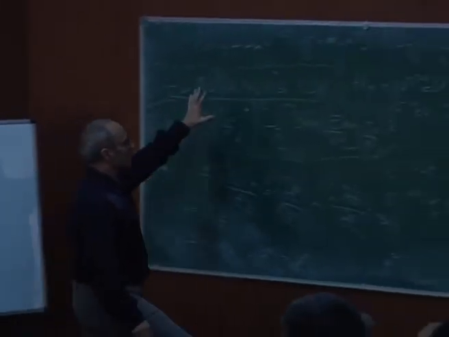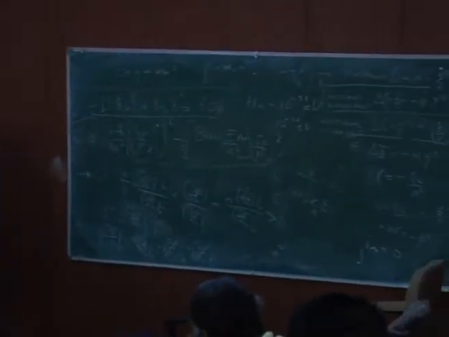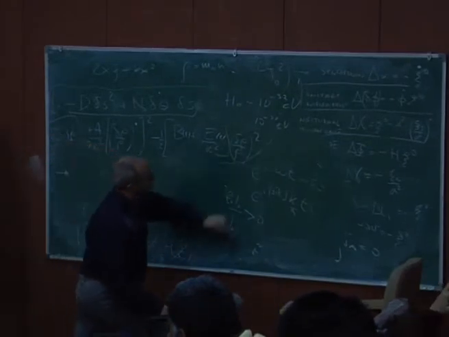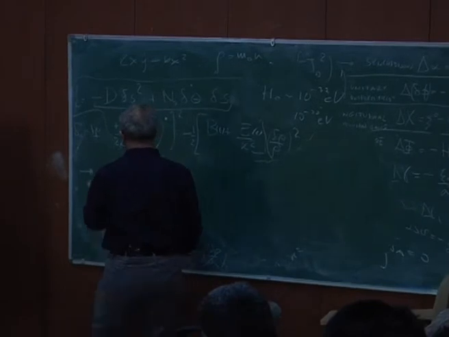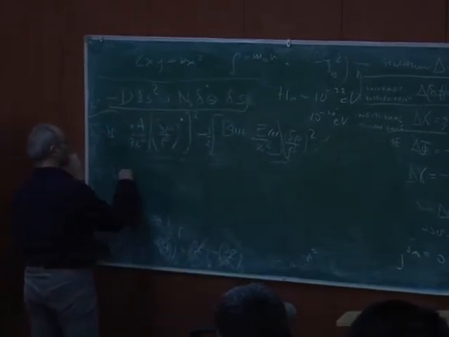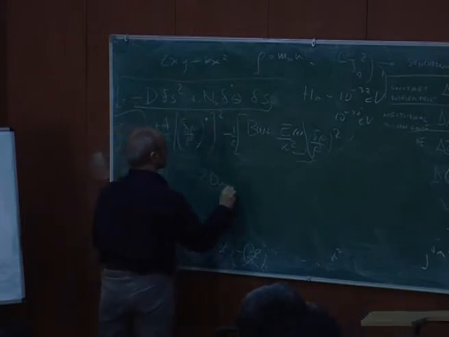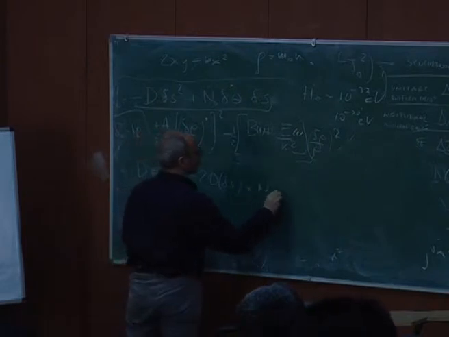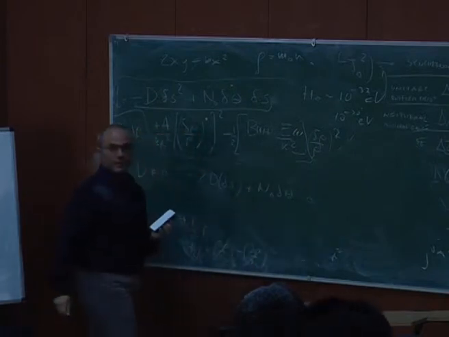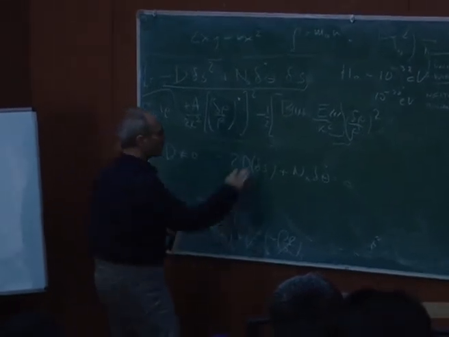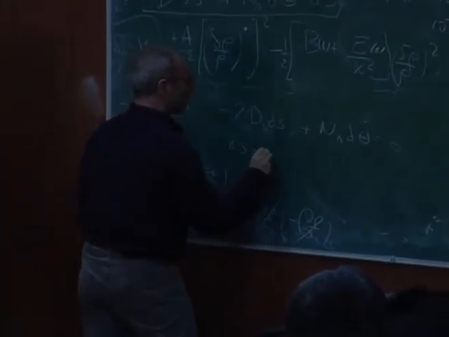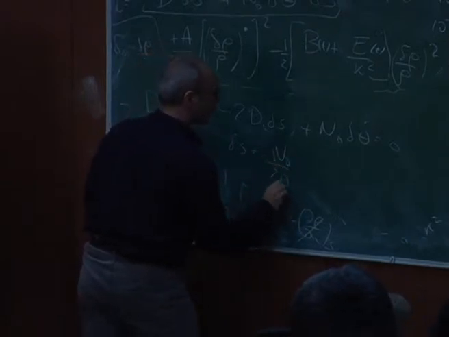Do I have to do the calculations again? Okay, let me do it. So suppose that c is equal to 0. I have only those two terms there. And suppose d is different from 0. Then the equation for this term will be 2d delta s plus n0 delta theta dot equal to 0. Okay, then I solve for delta s. Delta s will be equal to minus n0 divided by 2d times delta theta dot.